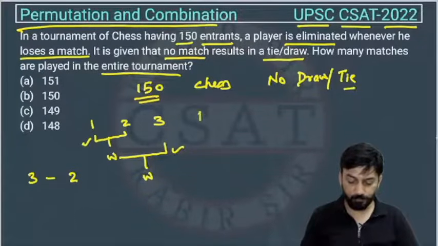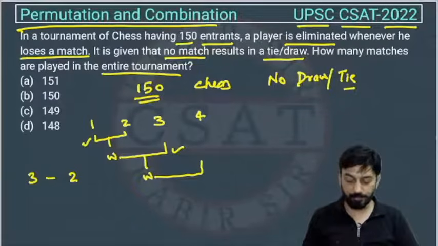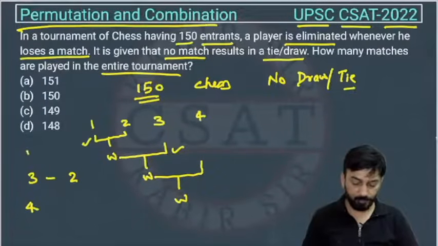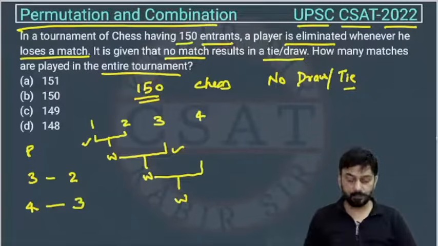And suppose there are 4 players now, right? So suppose this is a 4 player case. Now this winner will play with this one, and then the final winner will come. So how many matches are happening? First, second, third. So if there are 4 players, then the matches will be 3, right? So similarly, if you see, the matches are 1 less than the number of players, right?